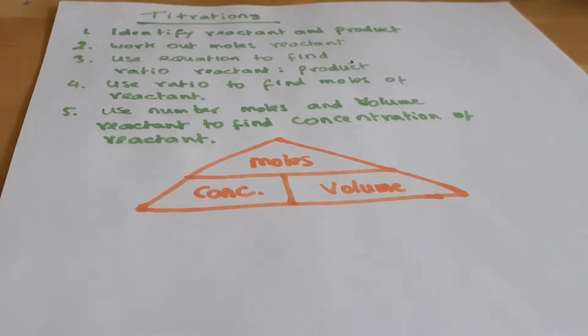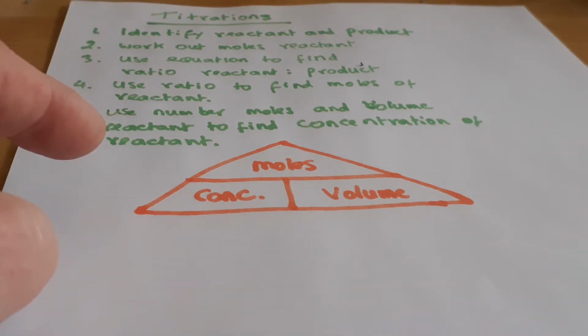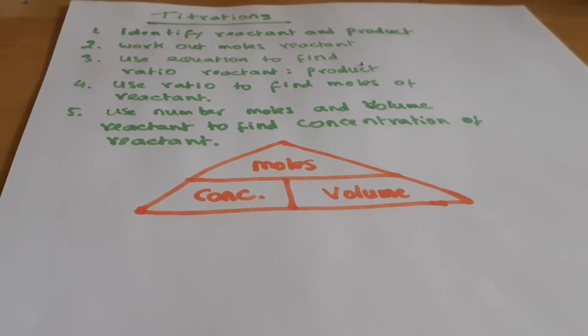Now, the first thing you need to do is, from the question, identify the reactants involved, and possibly a product. You work out the number of moles of the reactant using this equation: moles equals concentration times volume. Then, from the equation, you find the ratio of the reactants, or the reactants to the products, and use that ratio to find the number of moles of the reactant or product that you're after.